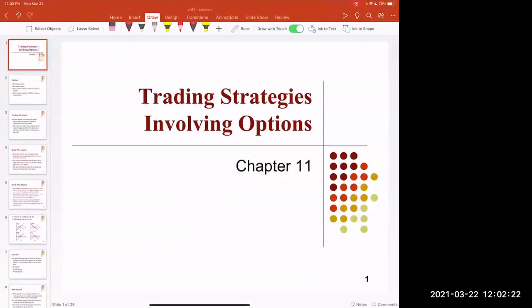So trading strategy. So far we talked about the basic options, for example, option positions and types of options, and then we talked about the option lower bounds and upper bounds, and the arbitrage opportunity strategy. In this chapter we're going to talk about trading strategy involving options.